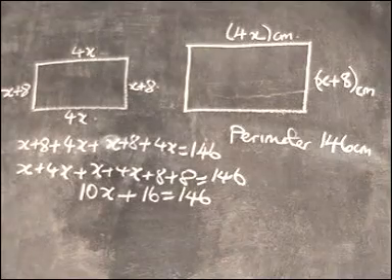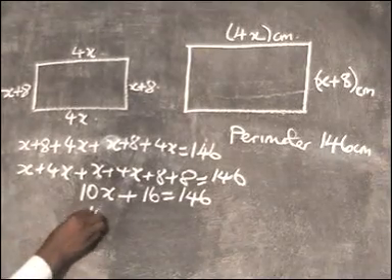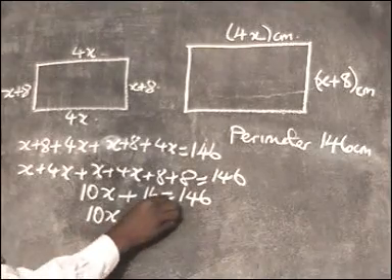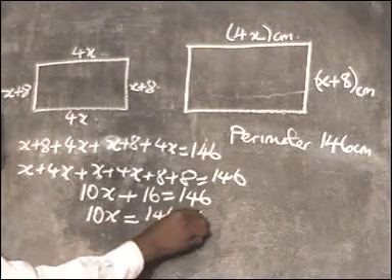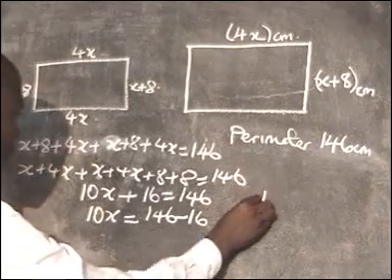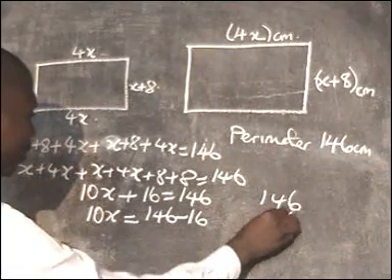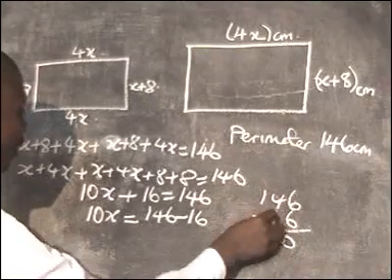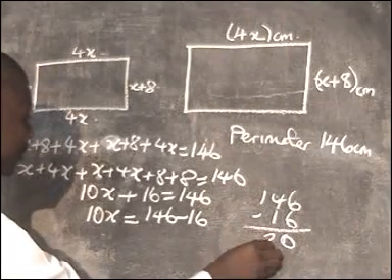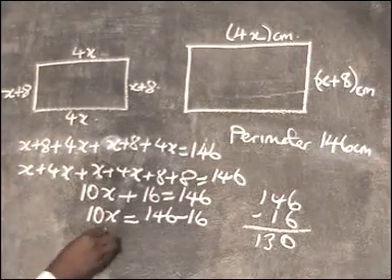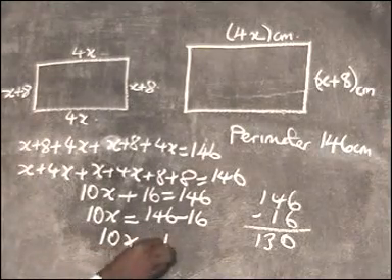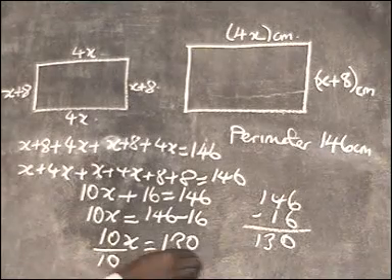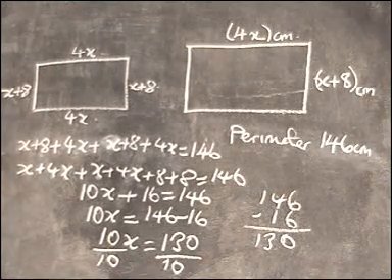If the equation is reduced that way, 10x equals 146 minus 16. If you subtract, 146 take away 16, 6 minus 6 is 0, 4 minus 1 is 3, this is 130. So this is 10x equals 130. From there, divide this side by 10 and that side by 10.